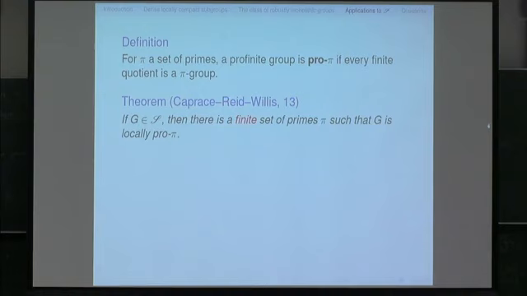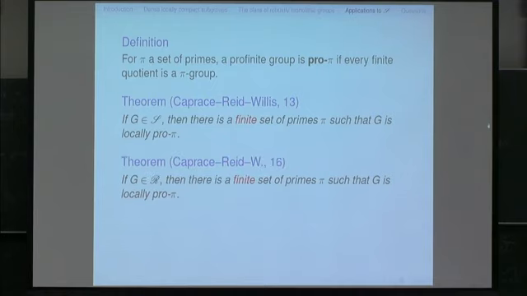So Pierre-Emmanuel, Colin, and George in 2013 proved this theorem for the class S. They proved that if you have a group in S, one of our simple groups that we like, there's always a finite set of primes such that G is locally pro-pi. So it admits a basis, admits arbitrarily small groups that are pro-pi. So we realized that we could prove this, in fact, for R. So there's a finite set of primes pi such that G is locally pro-pi if you take a group in R.